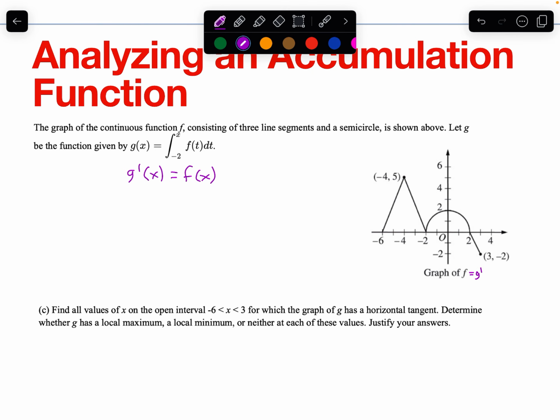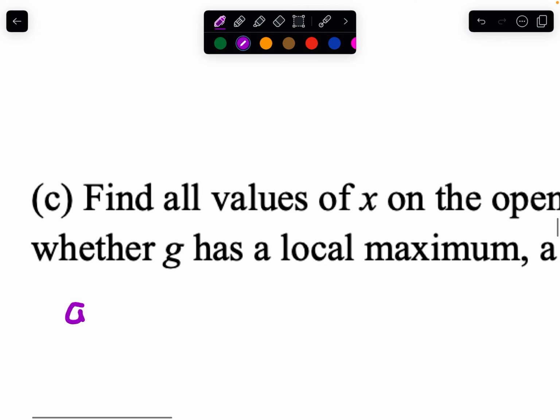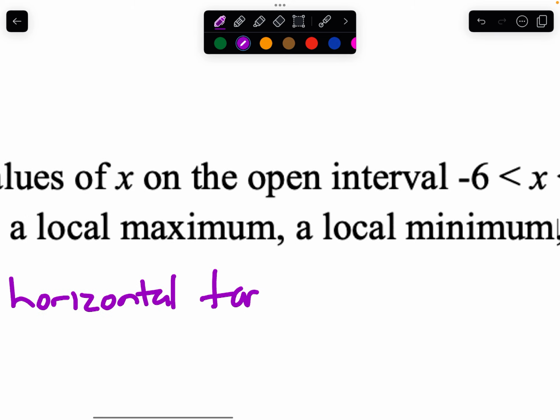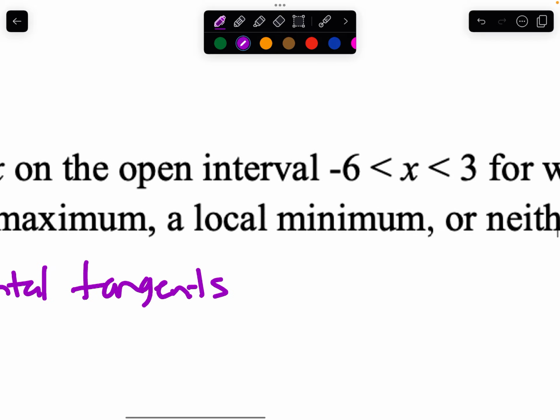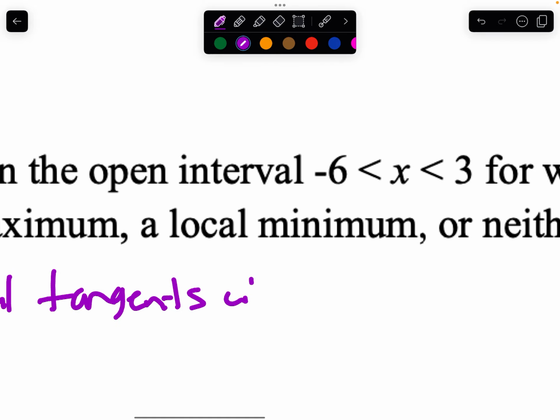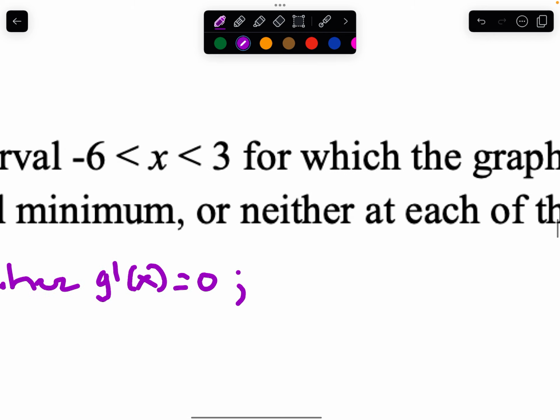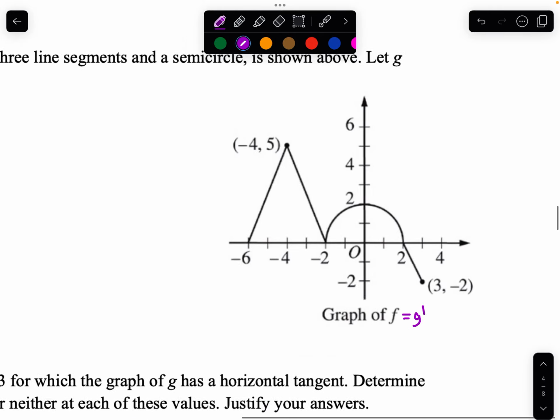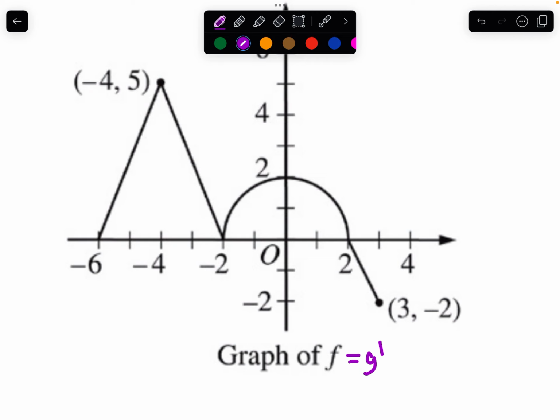So find all the values where g has a horizontal tangent. Well, g of x has a horizontal tangent. Horizontal tangents means the slope is 0. So g of x has horizontal tangents where g prime of x equals 0. Okay, so we need to look at the graph and figure out where this happens, where g prime of x equals 0. So here we go. Here's the graph of g prime.